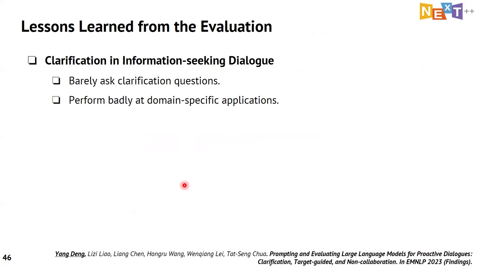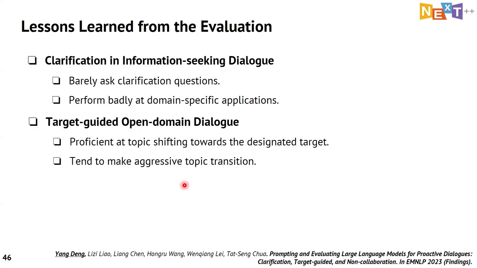So here are some lessons learned from the evaluation in this paper. For clarification in information-seeking dialogue, we can see that the LLMs barely ask clarification questions, even though the question is ambiguous. And the LLMs perform badly at some domain-specific applications, which means that the LLMs may lack specific domain knowledge. For the target-guided open-domain dialogue, we can see that the LLMs are proficient at topic shifting towards the designated target, but they also tend to make aggressive topic transitions, which will downgrade the user's experience during the conversation.